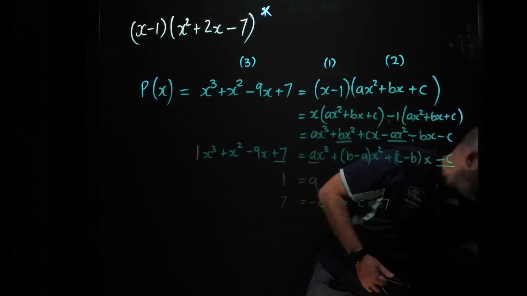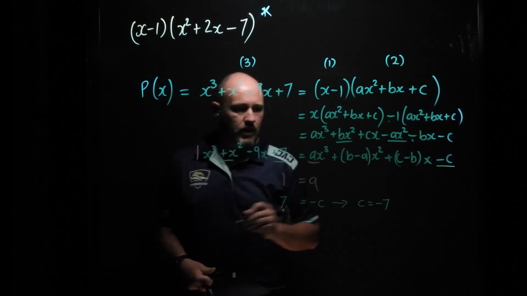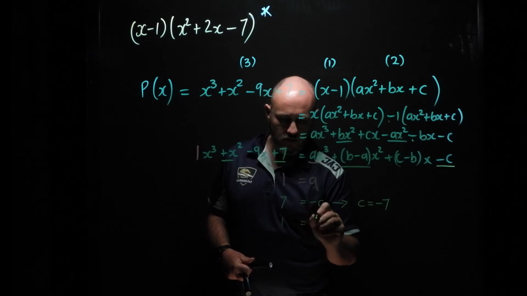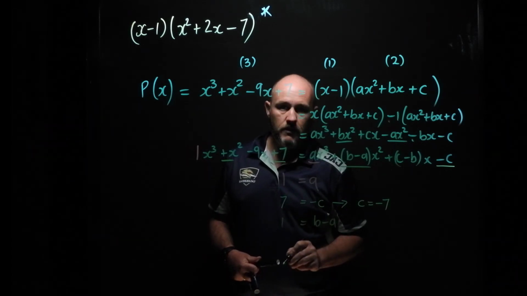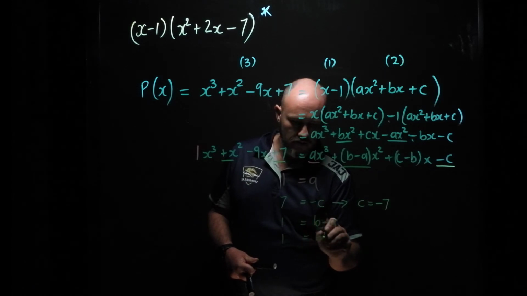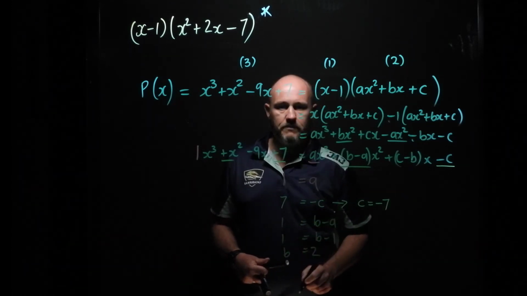We'll change colour again to green. And we'll go with the x squareds. So I've got a 1 there, and I've got b minus a here. So I get 1 is equal to b minus a. And I know my a is 1 already, so I get 1 is equal to b minus 1. And I get b is equal to 2.